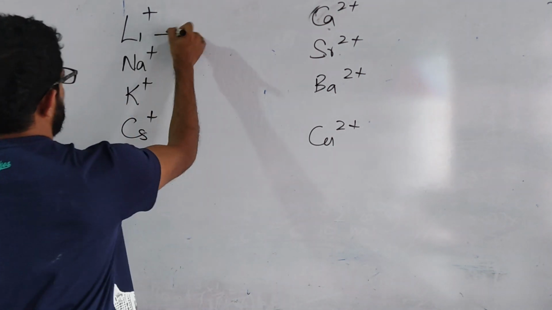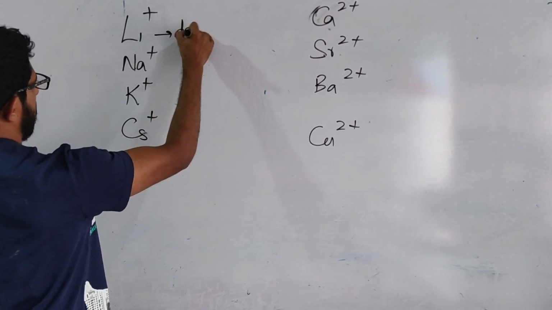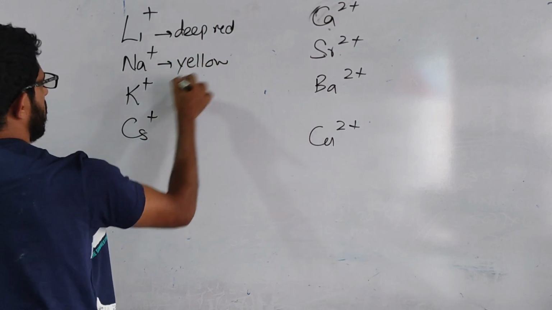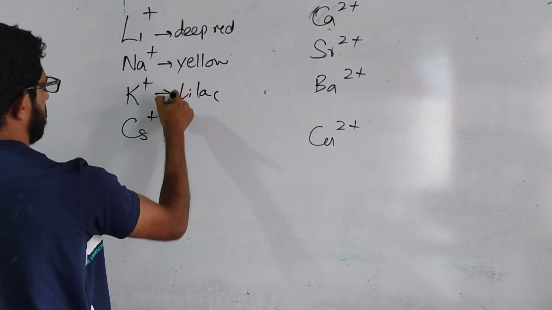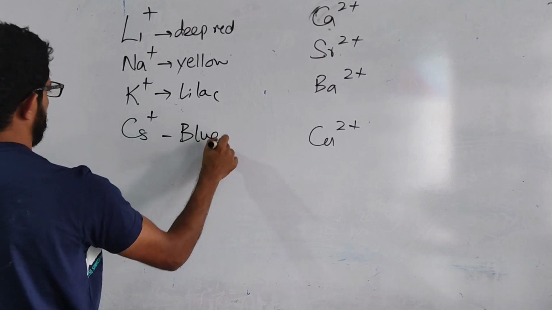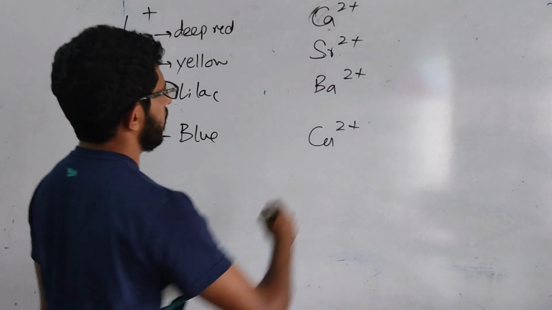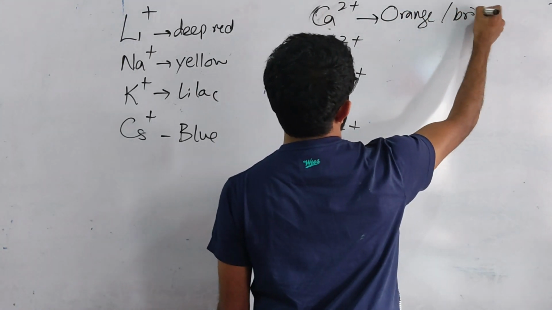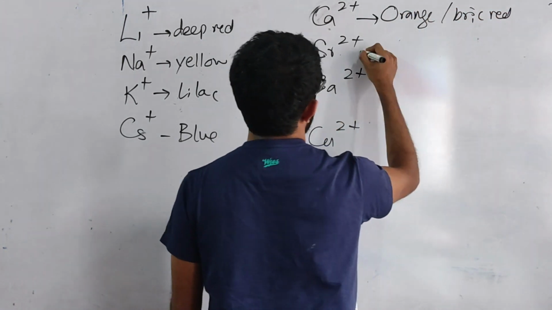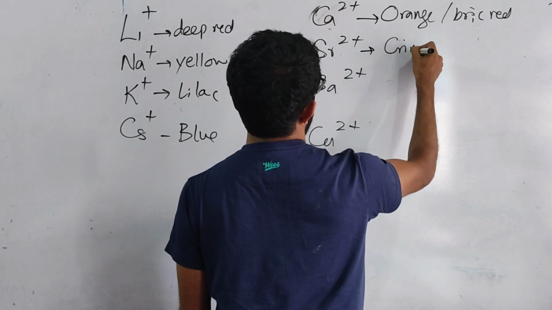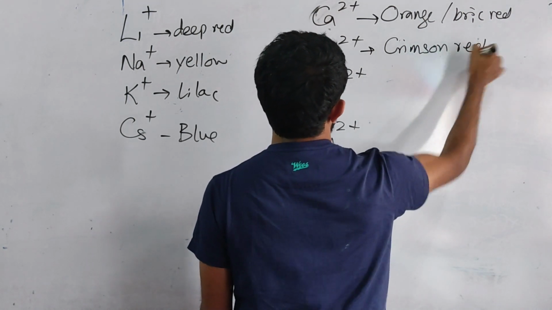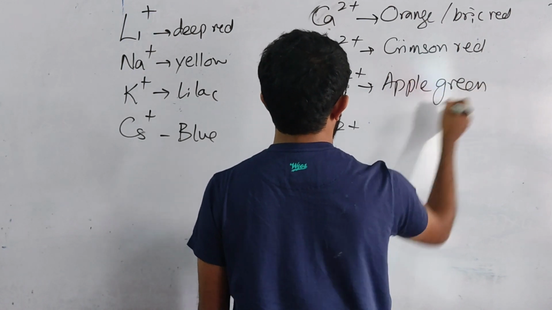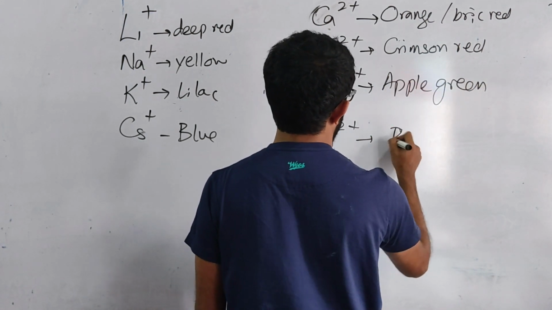Color wise, lithium is dark red or deep red color. Sodium is yellow, potassium is a lilac color. Cesium has blue color, but they haven't asked it that much here. Calcium is orange, or you can say brick red. Strontium 2 plus is crimson red. Barium 2 plus is apple green. Copper 2 plus is blue green color.